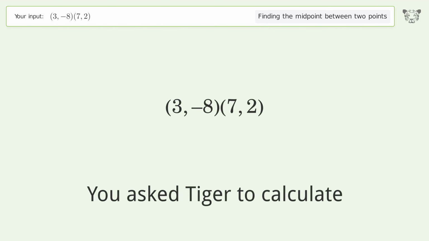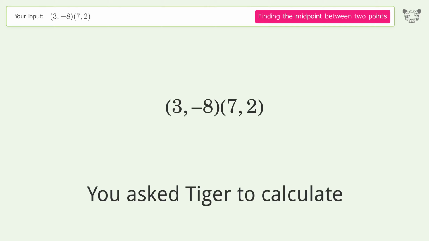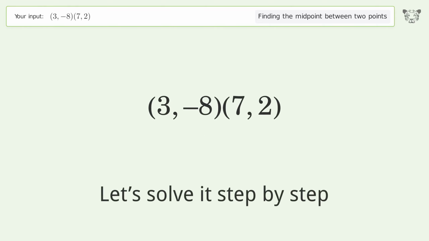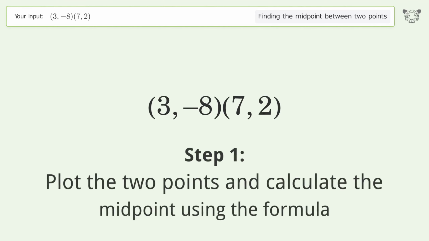You ask Tiger to calculate. This deals with finding the midpoint between 2 points. The midpoint between the 2 points is 5, -3. Let's solve it step by step. Plot the 2 points and calculate the midpoint using the formula.